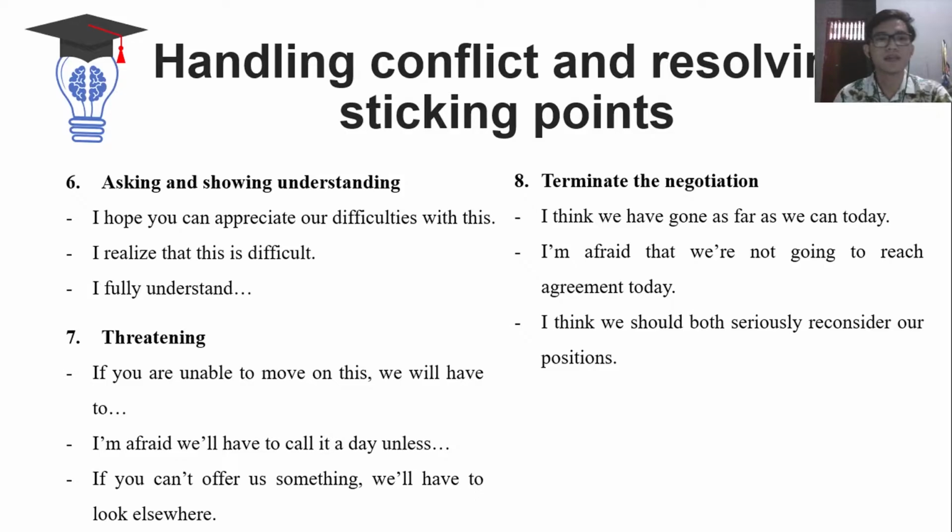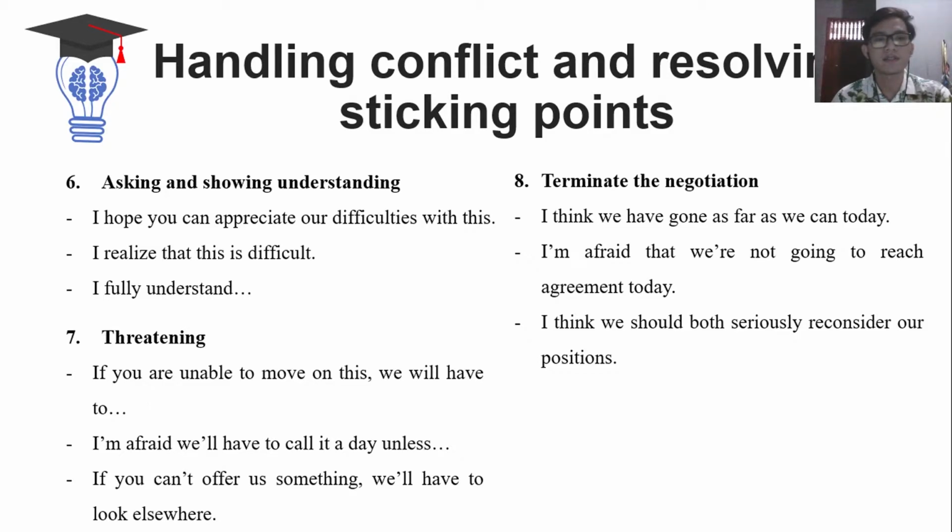The sixth is asking and showing understanding. To resolve the problems, you must show your understanding of the conflict. The expressions are: "I hope you can appreciate our difficulties with this." And then, "I realize that it's difficult." And the last is, "I fully understand."